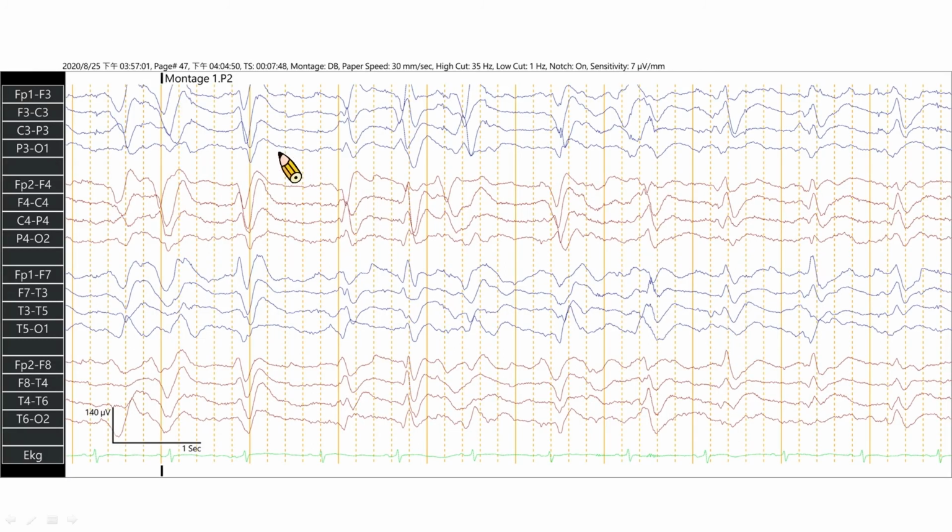This EEG is in double banana montage. We can see there are synchronized periodic discharges with triphasic morphology. Negative, positive, and negative phase, with the positive phase of highest amplitude. This is a patient with CKD who received cefepime.